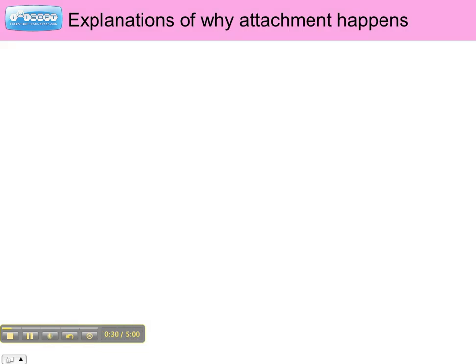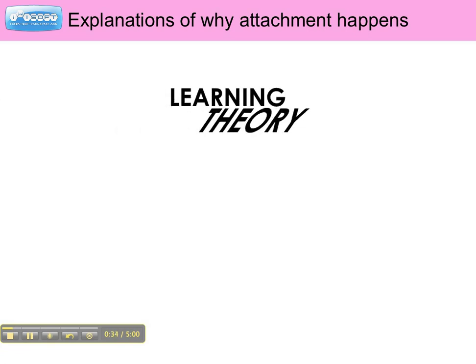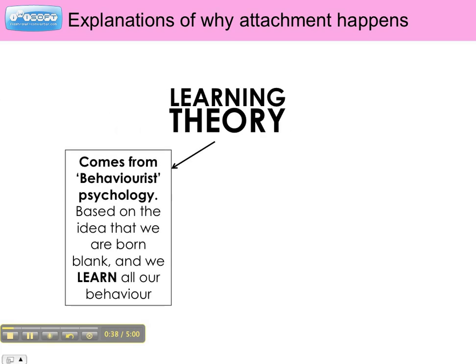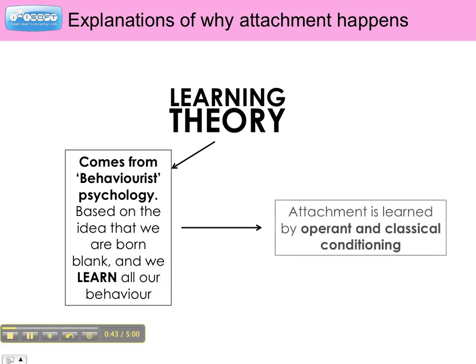The first session of explanations of why attachment happens is based on the learning theory of attachment. This comes from behaviourist psychology, which, as you know already, is based on the idea that we learn all our behaviour. From this theory, we can suggest that attachment is learned through 2 parts, 1 operant conditioning and 2 classical conditioning.